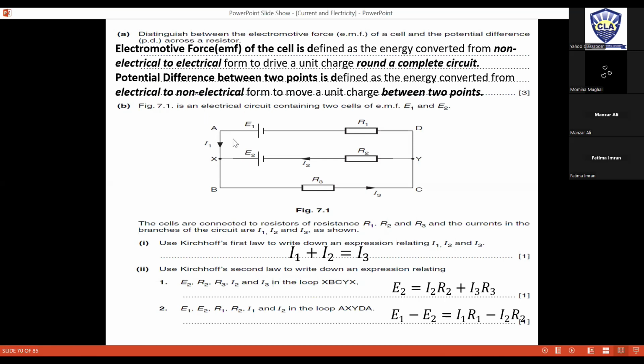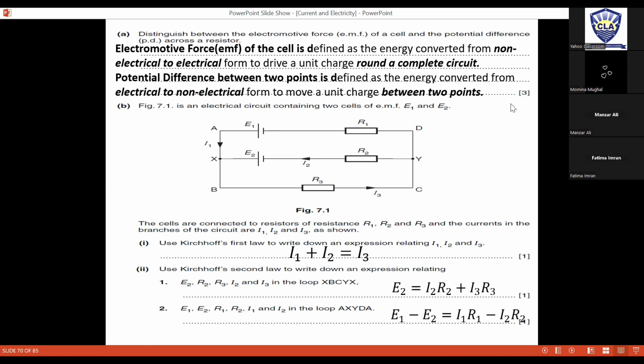We'll take the current of E1 as positive because it is the larger battery, and the current of E2 is negative because the main current is driven by the larger battery. So the current of the smaller battery will be taken as negative. Therefore, my answer will be minus I2R2. So you will only consider the loop that is being mentioned and then apply Kirchhoff's law that sum of EMFs is equal to sum of the potential differences in those resistors.